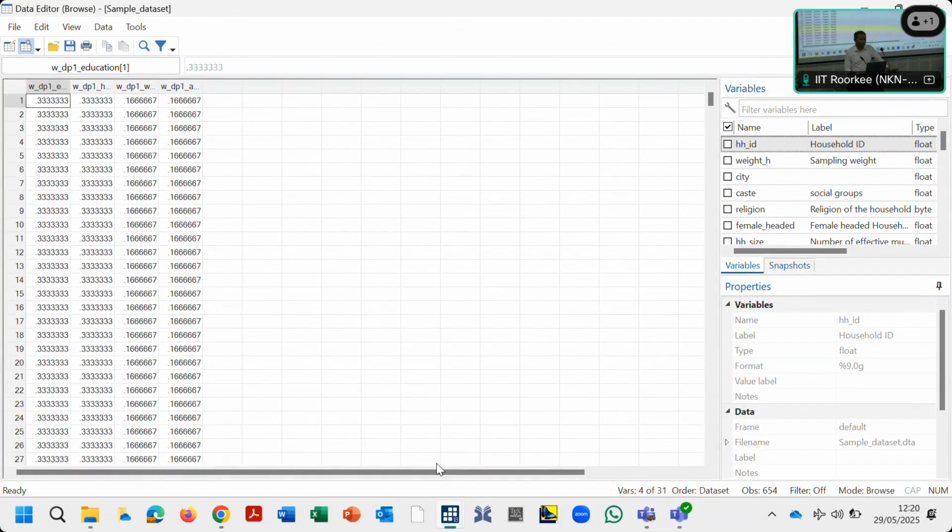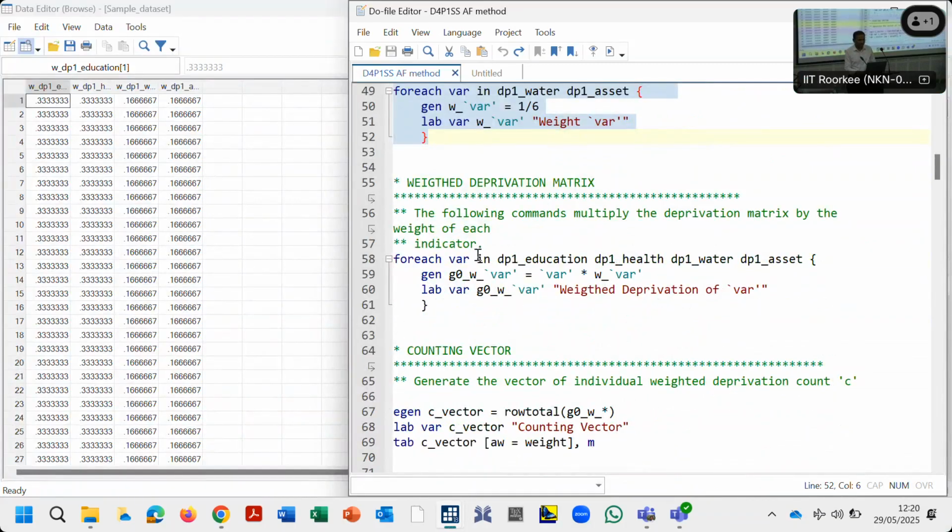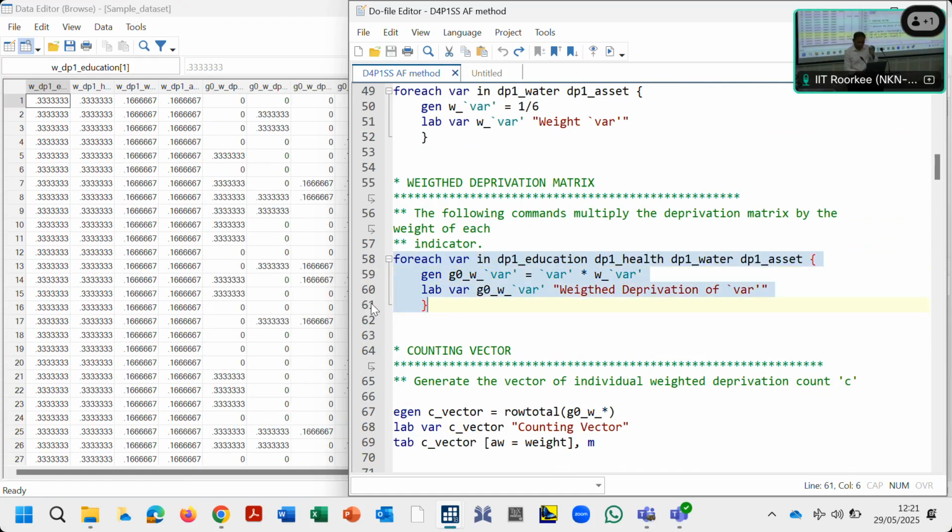How should I create the weighted deprivation matrix? Just multiply. So this is my weighted deprivation matrix. For each variable in education, health, and so on, generate G0 weighted, that is the weighted deprivation matrix, equal to the variable times the weights. Because this is what I did: took the column and multiplied by the weight, right? So if I do that, select from line 58 to 61, press Ctrl D.